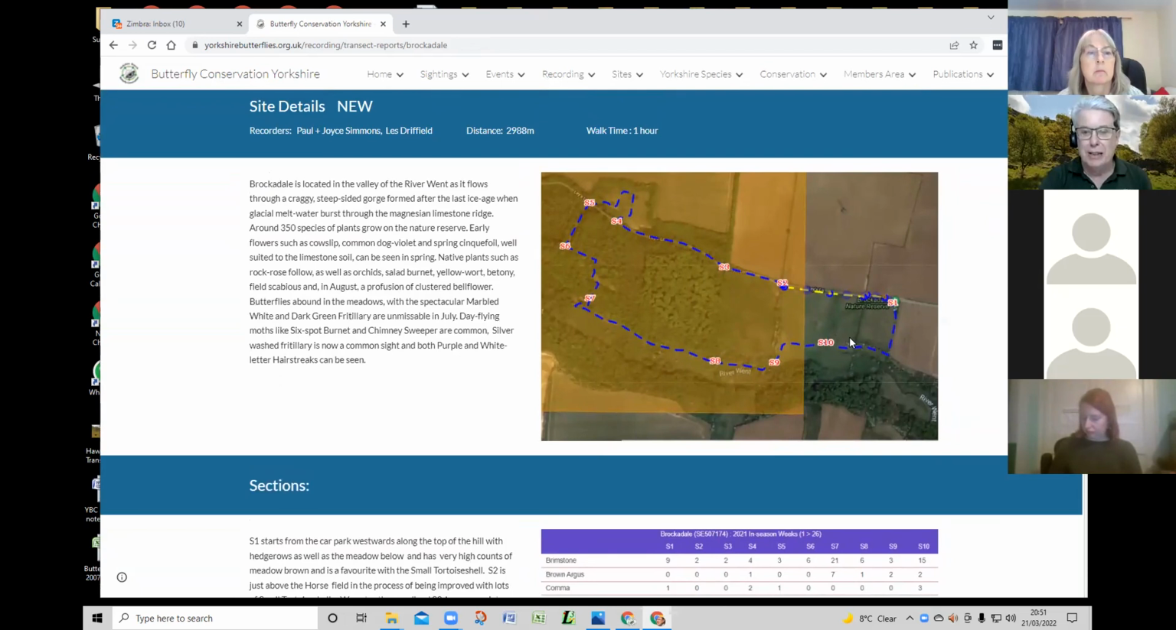So the transect goes into the woodland from the car park, through the little meadow in the middle of the woods, which is where all the action with the fritillaries happens. Particularly, that's the breeding site of the dark green fritillary. And I think Paul was with us, and maybe Les is with us. Would you like to say anything, either?